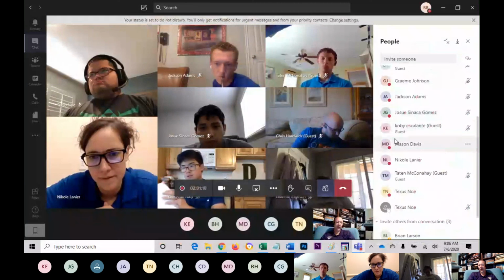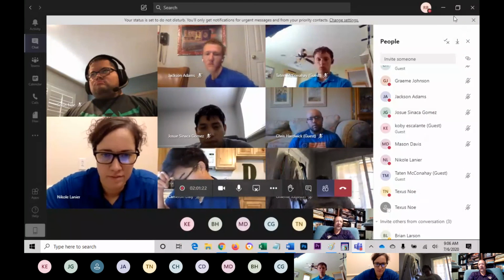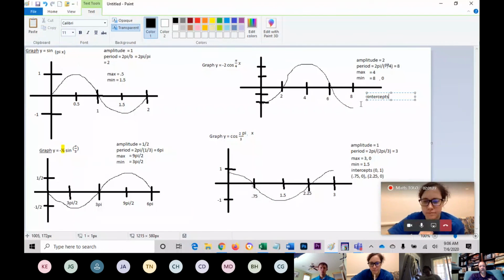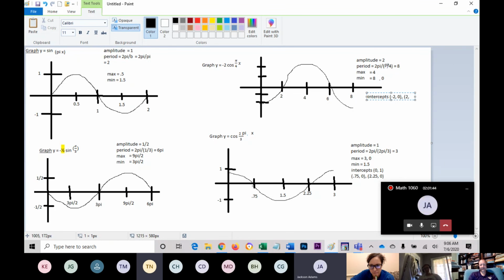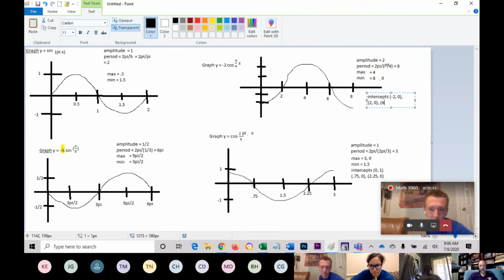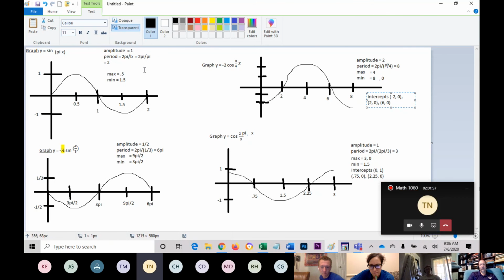Okay, so let's go back and find the intercepts here since we didn't mention them earlier. Jackson, can you give me the intercepts on this graph here? Yeah, the y-intercept is at (-2, 0). Okay. And then we have one at (2, 0) and (6, 0). On that first intercept, the intercept was at (0, -2), not (-2, 0). Oh, yes, you're correct. We said those backwards, didn't we? Good job. (0, -2). Yes, thank you. Keep us on the straight and narrow here.